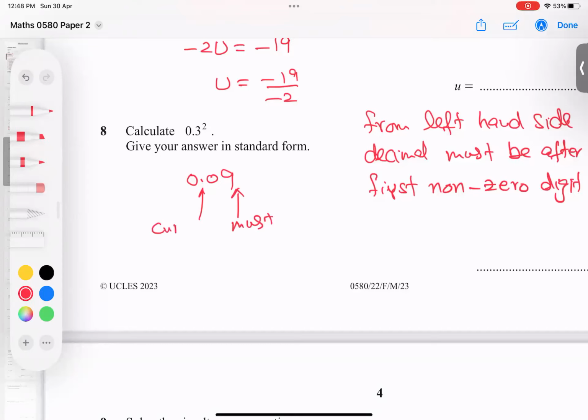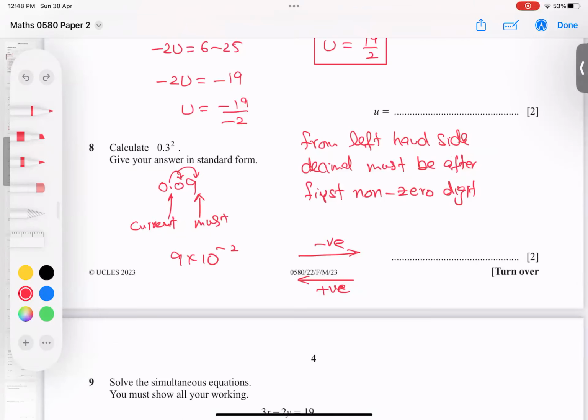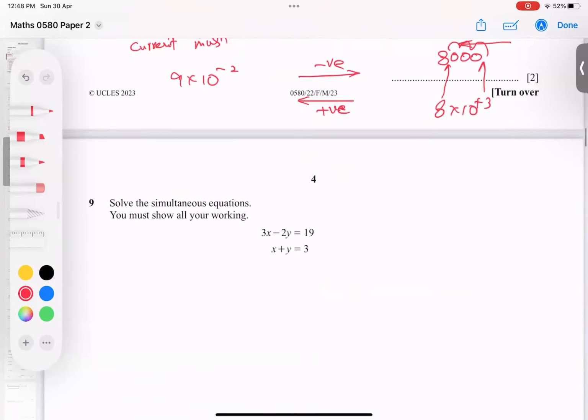And currently the decimal is here. So how many jumps? 1 jump and 2 jumps. So 9 into 10 to the power negative 2. When it jumps this way, the power comes negative. If you jump the other way, it comes positive. Just for the sake of knowledge, if I have 8,000 and I want to write it, the decimal is currently here and we need it here. So 1, 2, 3 jumps, 8 into 10 to the power plus 3, because it moved from right to left. I hope the idea is clear.